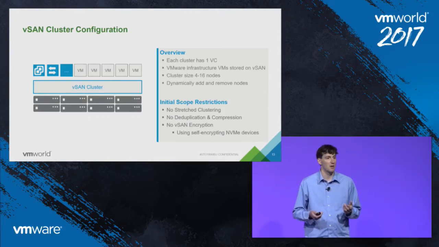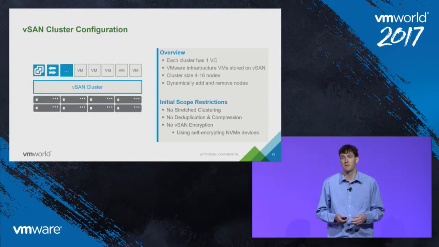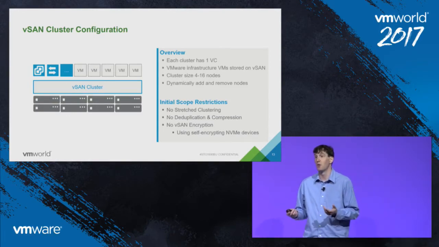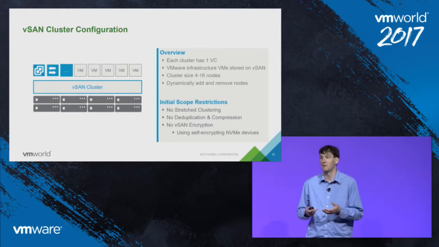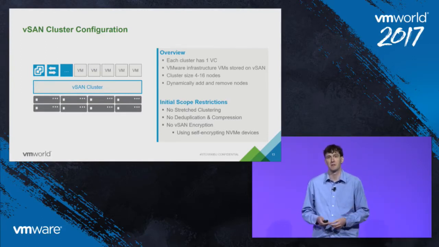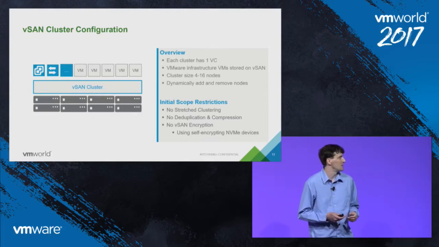From a vSAN standpoint, the cluster configuration is relatively straightforward. AWS doesn't support multicast, so vSAN is using unicast, which we support on-prem as well. All of the nodes are in a single availability zone, so there's no need for stretch clustering. And in the initial release, dedupe, compression, and encryption are all disabled.